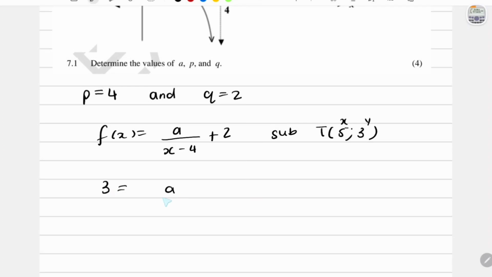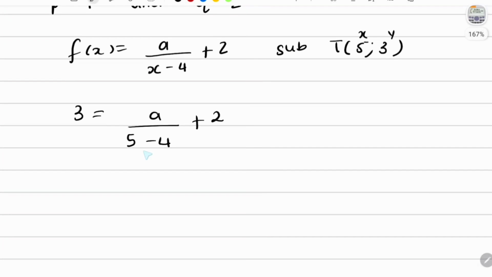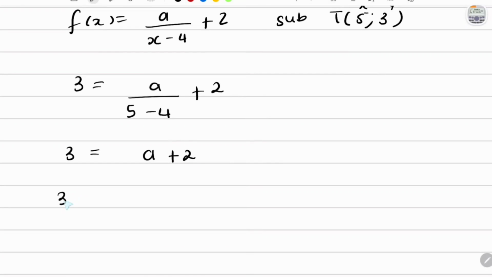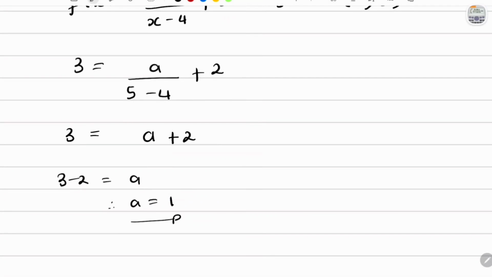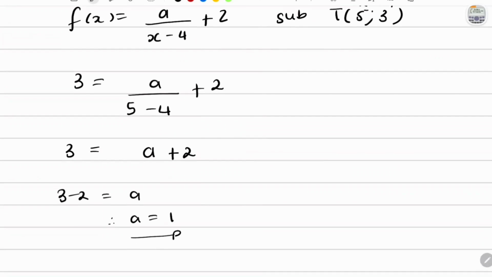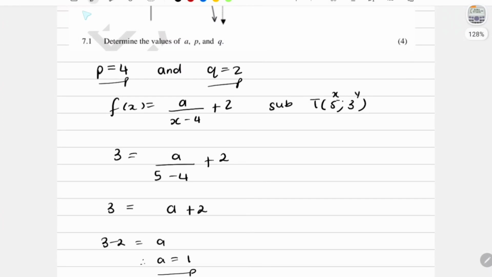3 is equal to a over our x value is 5. So 5 minus 4 plus 2. Okay, 5 minus 4, easy. That's 1. So a divided by 1 is always going to be a, plus 2. And then just take the 2 over. So 3 minus 2 is a. And therefore, a is equal to 1. So there, you've found the value of p, q, and a. Okay, moving on to the next question.